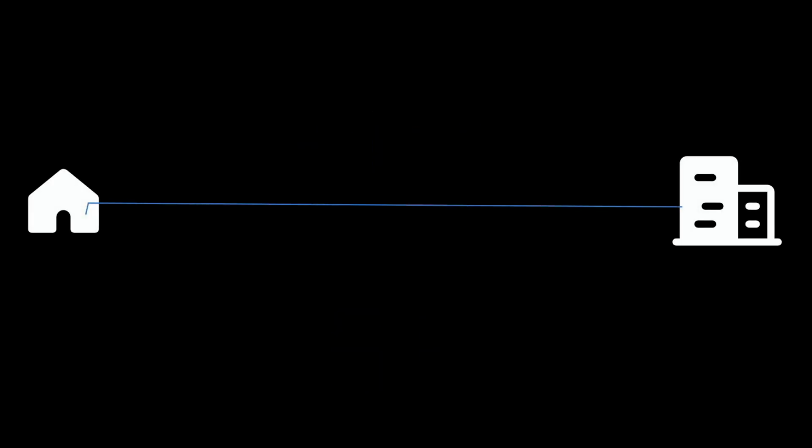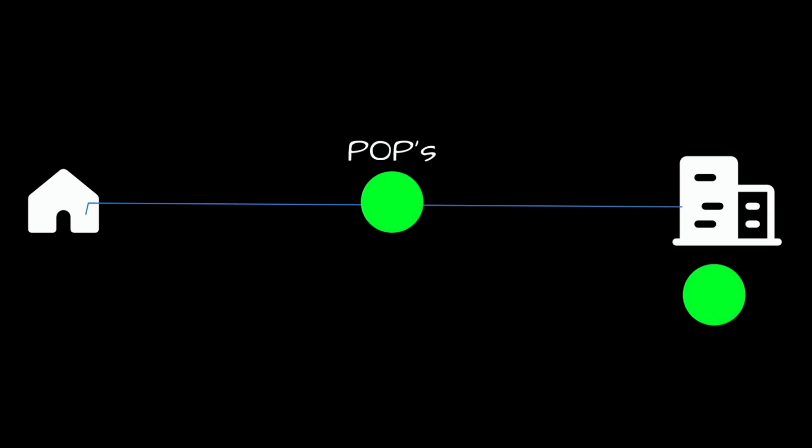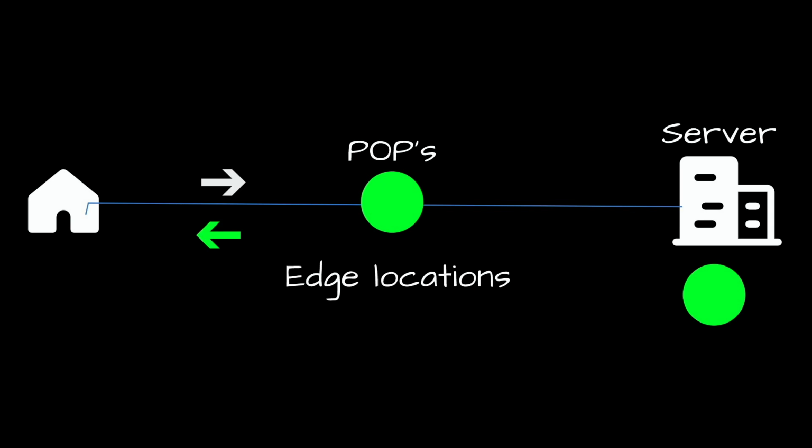CDN does this by bringing the content closer to the geographical location of users through strategically located data centers called points of presence, POPs, also known as edge locations. Generally, when the user requests static content, images, JS files, or streaming videos, etc., all these contents are cached at the POP. Instead of directly going to the server, the user request searches for the nearest POP and gets the data from there.